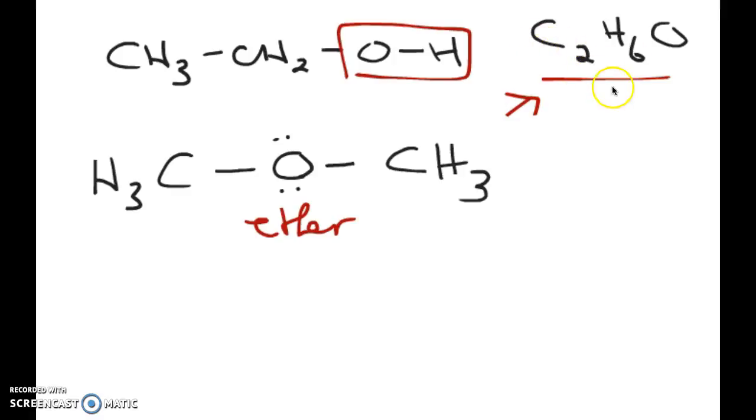We have a formula C2H6O. And when you draw out a structure of C2H6O that satisfies the octet rule, you'll find that you can draw it two different ways. You can draw a molecule that is an alcohol because it has the hydroxyl group right here, and then you can draw a molecule that is an ether. So in other words, ethers and alcohols are isomers of each other. And clearly the function of this molecule is very different from the function of that molecule. Their reactivities are very different.